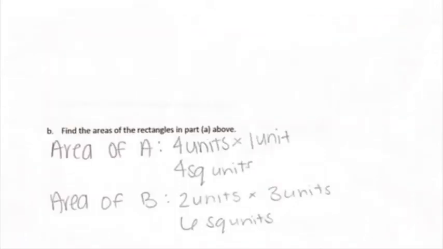B says find the areas of the rectangles in part A above. Area of A says 4 units times 1 unit, which is 4 square units. Area of rectangle B says 2 units by 3 units, which is 6 square units. Make sure you put square units because this is now area.